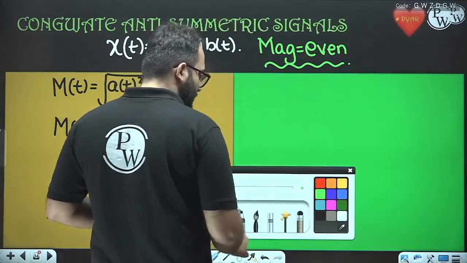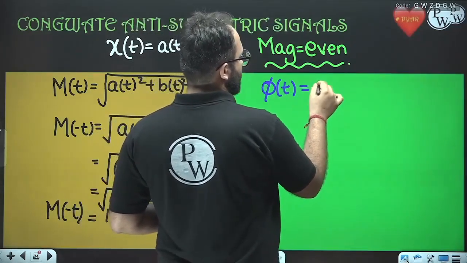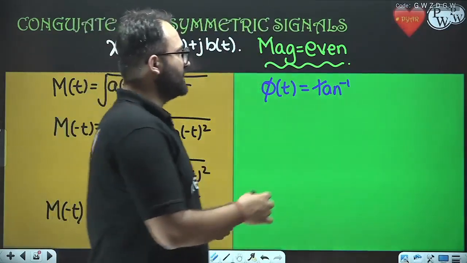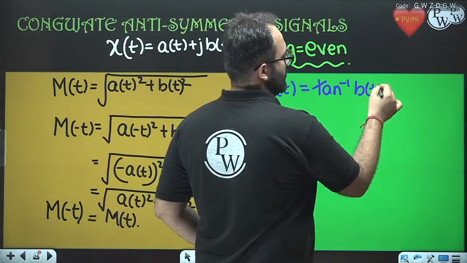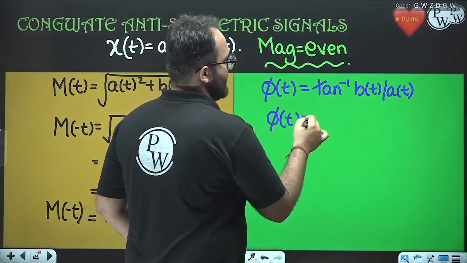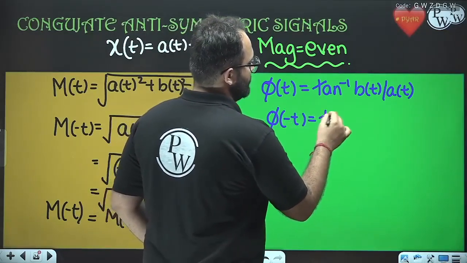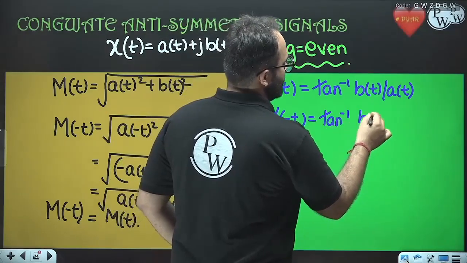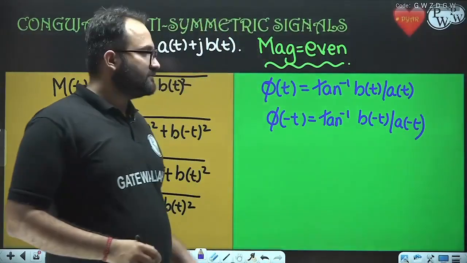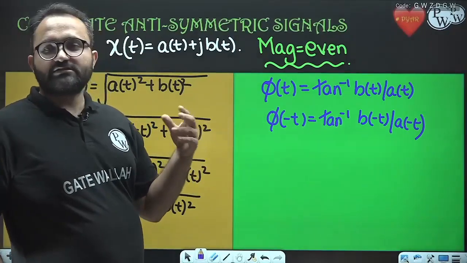Now let's talk about the phase. Phase is tan inverse b of t upon a of t. Now phi of minus t will be tan inverse b of minus t divided by a of minus t. Now here, we put the condition that b of minus t is equal to b of t and a of minus t is equal to minus a of t.